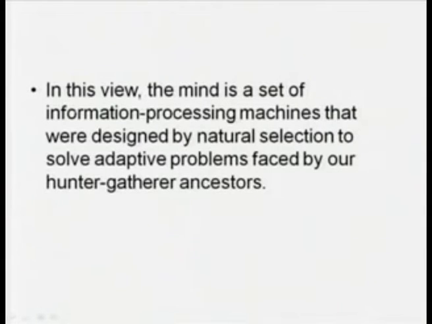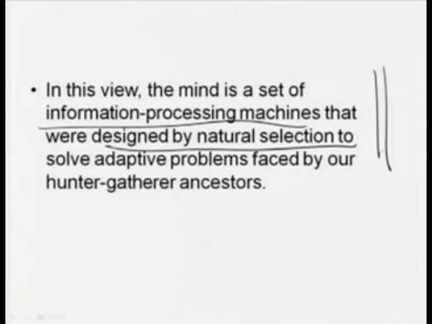In this view, that is in the view given to us by evolutionary psychology, the mind is a set of information processing machines that were designed by natural selection. This much we have known, but the most important thing is that these were designed not for our present day purposes. These were designed by the force of natural selection to solve adaptive problems, and these problems were not faced only by us. They were faced by our hunter-gatherer ancestors.